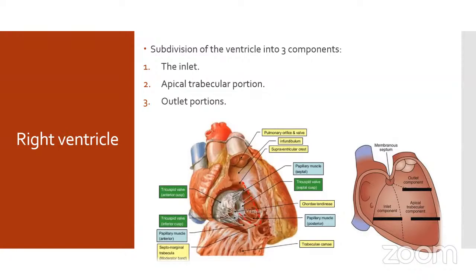So the inlet portion of the right ventricle surrounds the tricuspid valve and its tension apparatus. The second portion is the apical trabecular portion of the right ventricle, which extends out to the apex. The outlet portion consists of the infundibulum, a circumferential muscular structure that supports the leaflets of the pulmonary valve.